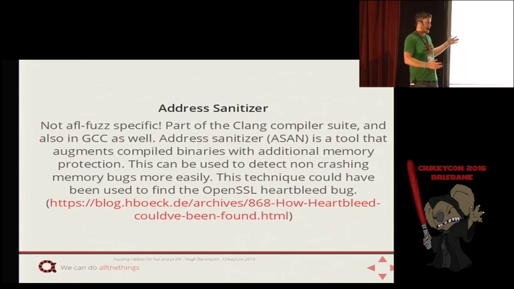But with ASAN enabled, if you overwrite the buffer by a single byte, or a couple of bytes, I think I might actually do it with just one byte, it then crashes at that point, because it knows what memory should be allocated and what's in range and what's out of range. And so with ASAN enabled, you get all these crashes that wouldn't normally be crashes with ASAN disabled, but it does show you memory corruption happening.